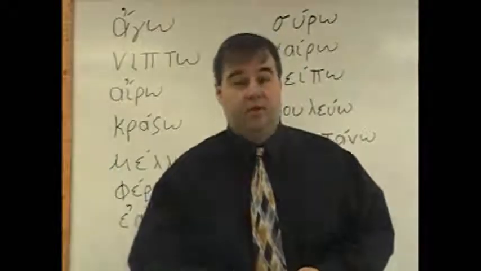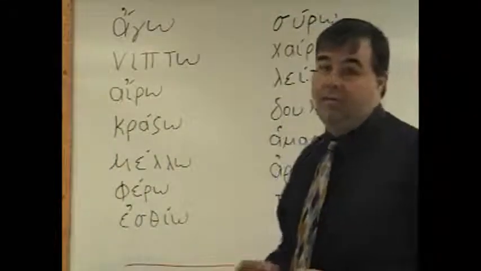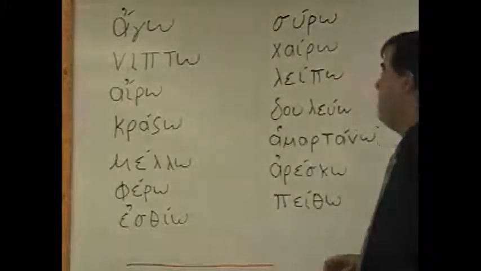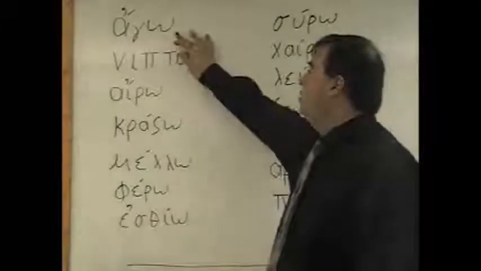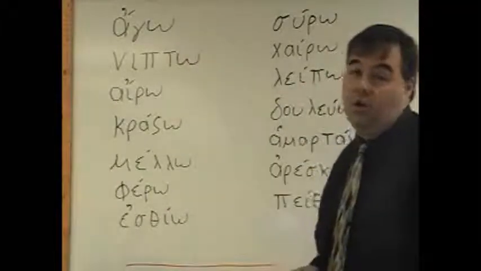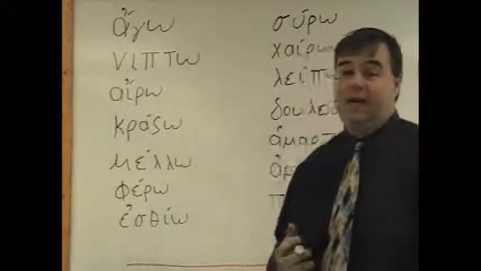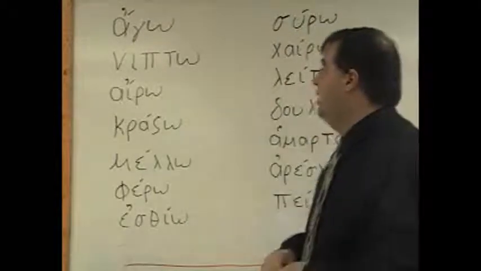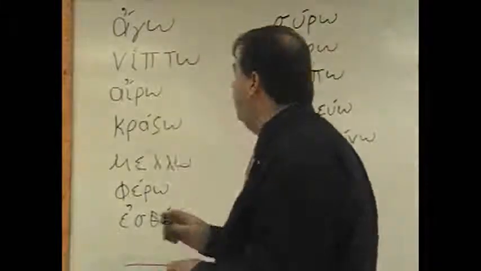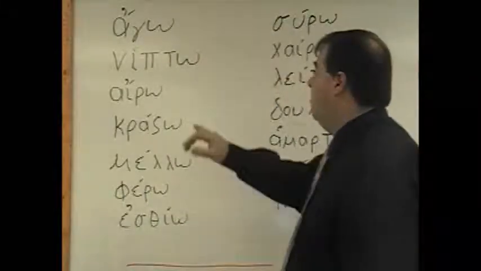We want to move on to our vocabulary words, and we want to add 14 more words to your Greek vocabulary. Let's take a look at them up here and pronounce them. First one up here has a smooth breathing, ago. Ago means I lead, bring, or go. Ago. I don't think I put up my acute accent mark there.